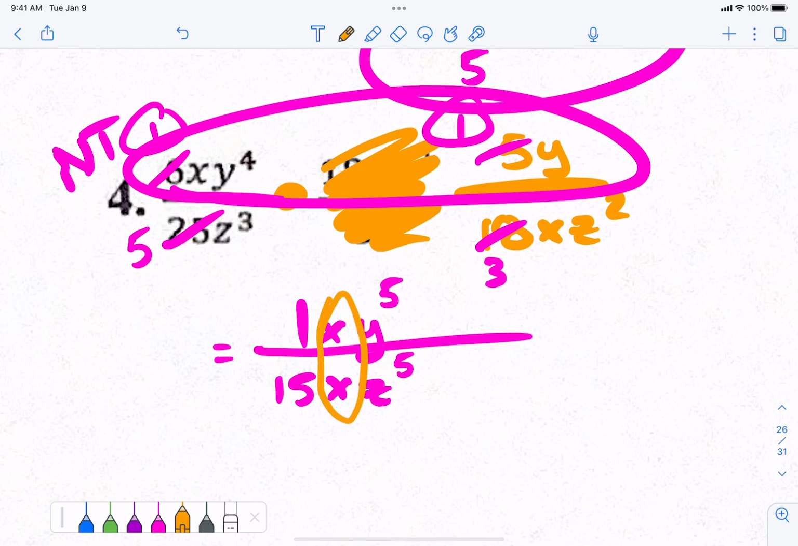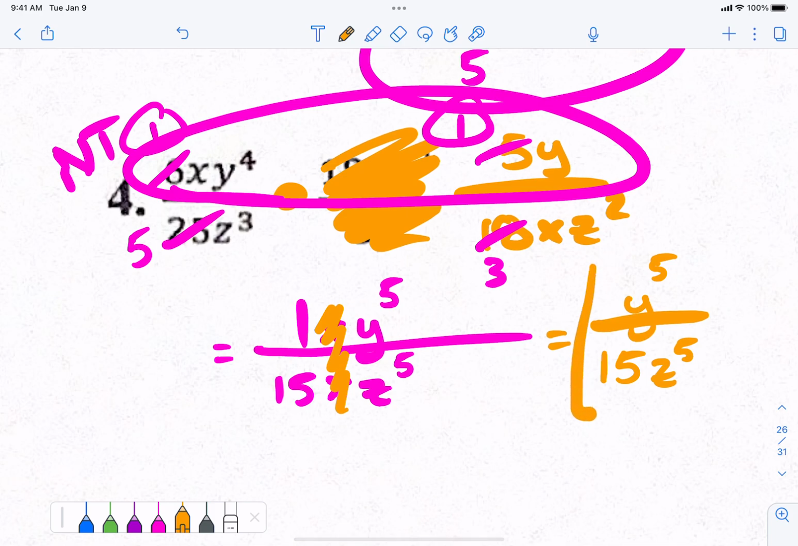I have x's here. There's one on top, one on bottom, so they just cancel each other, right? There's nothing left over. So final answer. Do I need this 1 on the top? No. So I could just do y to the 5th over 15z to the 5th.